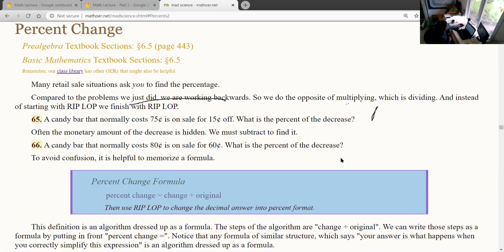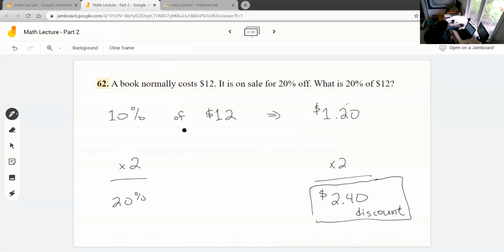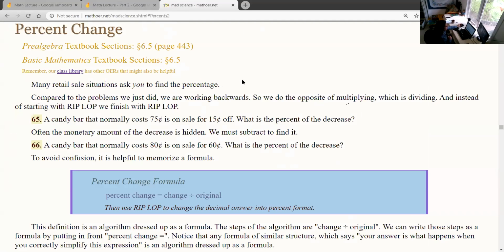Someone's learning to annotate on my thing. Okay, ready for percent change? We're almost done. I know it's Monday and hard and almost lunchtime.